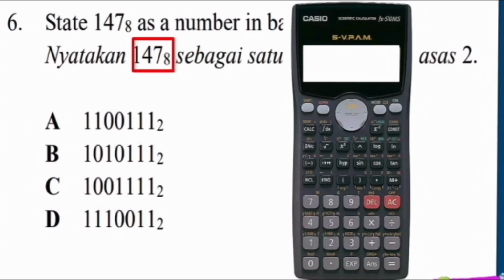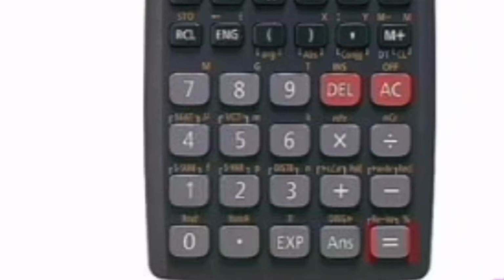Are you ready? Now we are going to key in 1, 4 and 7 into the calculator. Let's do it together right now. I'm waiting for you first before I key in 1, 4, 7, and then we will try to convert to base 2 using the calculator. Now 147, right? Can you see the 147? Now you need to look for the equal button.